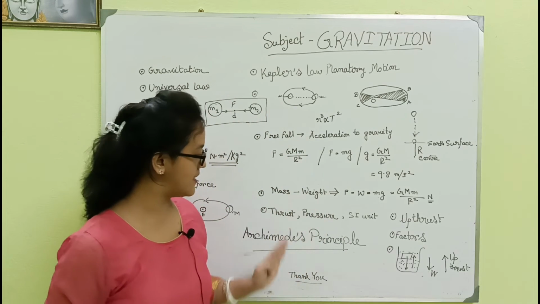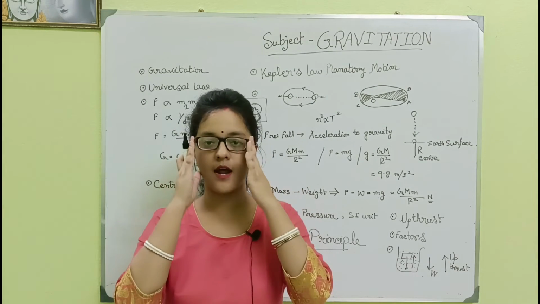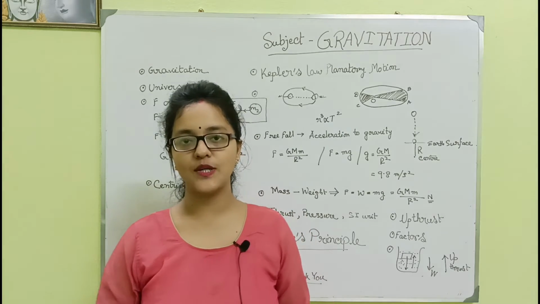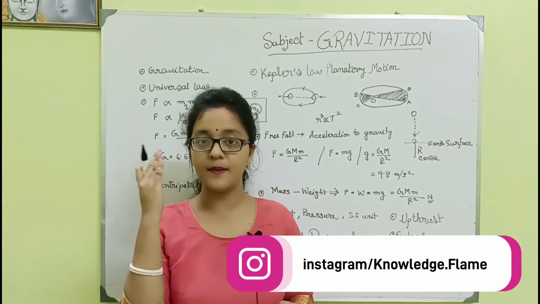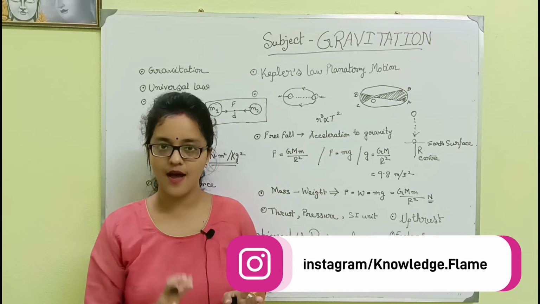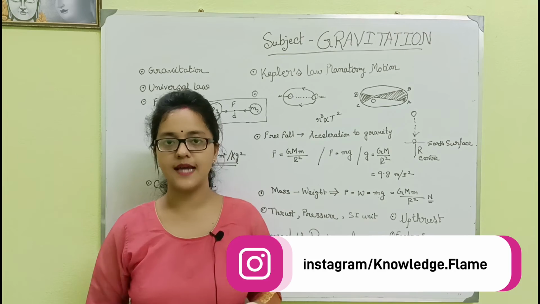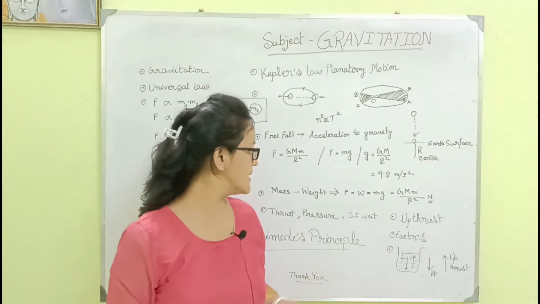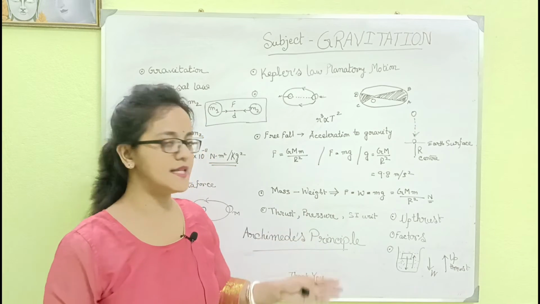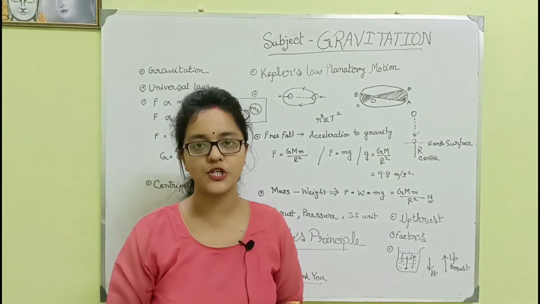The next portion is thrust and pressure. Do you know what thrust is? What is the difference between thrust and pressure? Thrust is actually the force applied on the object in a perpendicular way. Thrust is a vector quantity, and the SI unit is Newton. But on the other hand, pressure is actually the ratio of thrust to the area. Thrust by area is pressure.